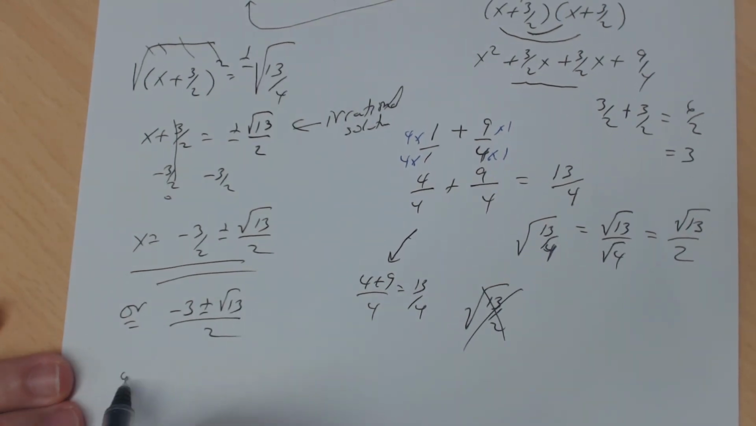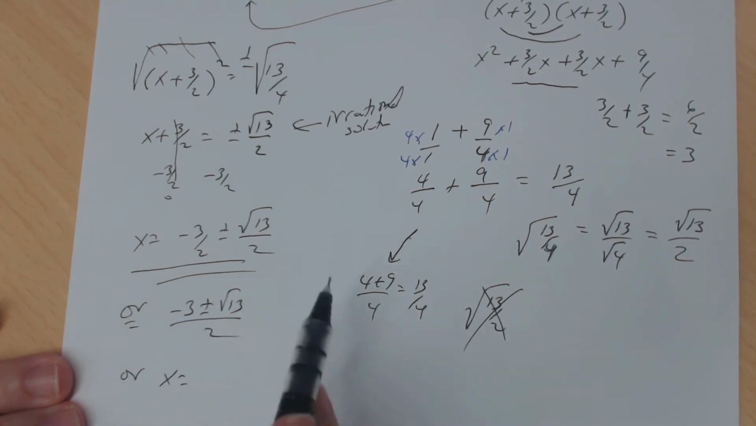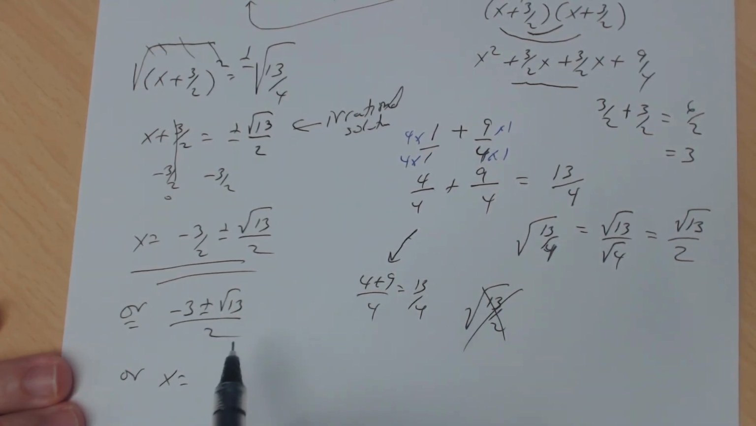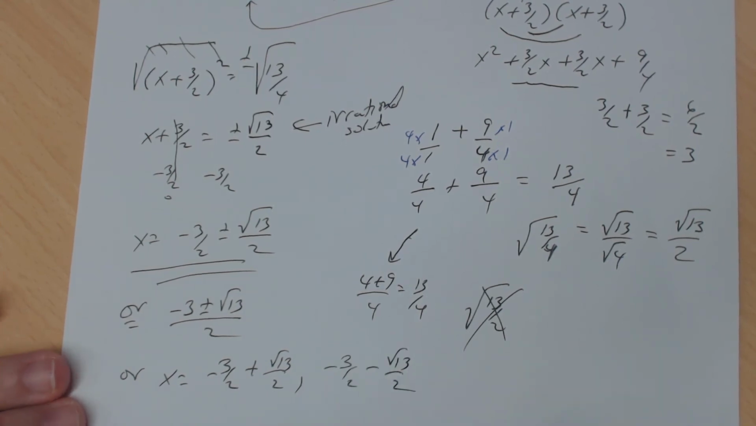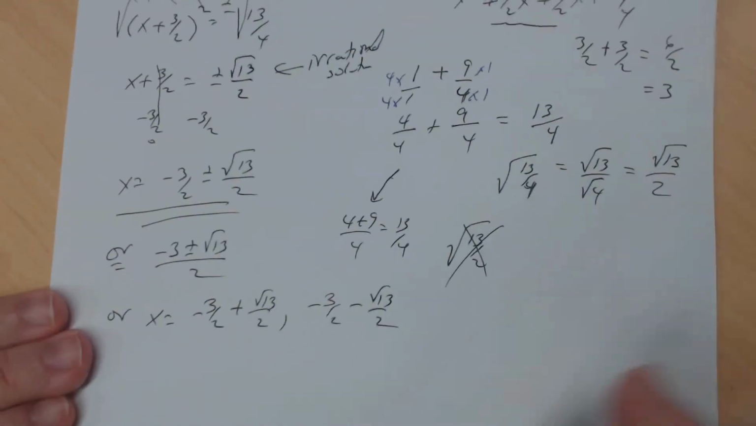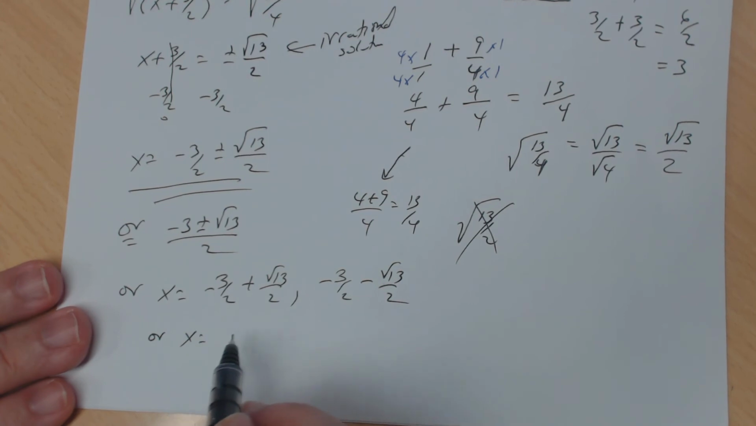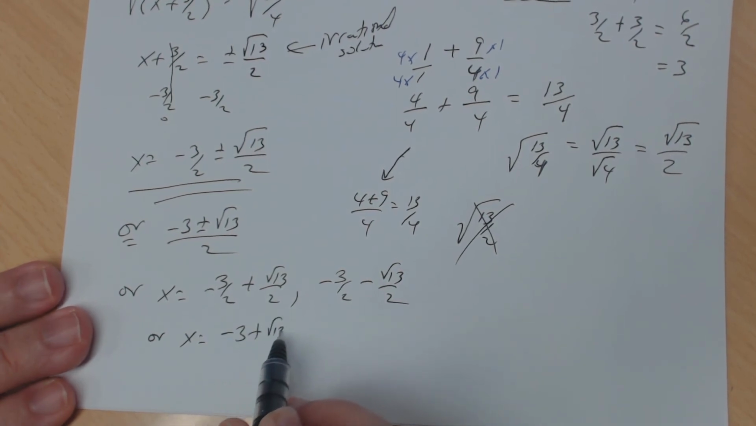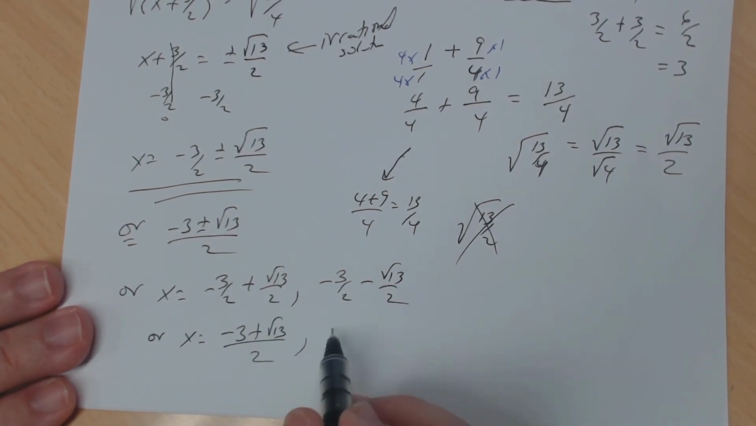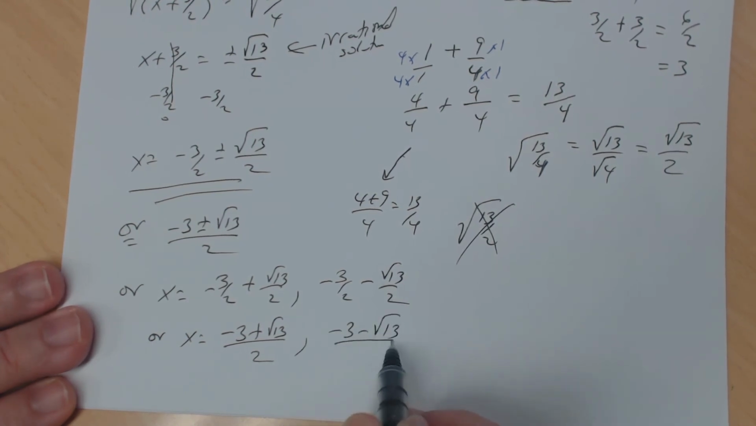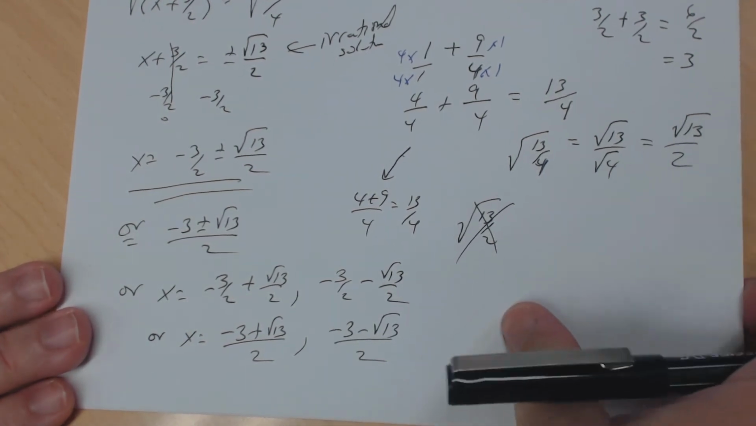Now in my math lab, they're going to probably ask you to write this as 2 separate solutions. So you could say negative 3 halves plus the square root of 13 over 2, comma, negative 3 halves minus square root of 13 over 2. Or if you want to, you could leave it as one fraction, but just say this: x equal negative 3 plus the square root of 13 all over 2, comma, negative 3 minus square root of 13 all over 2. Alright, so that takes care of this one.